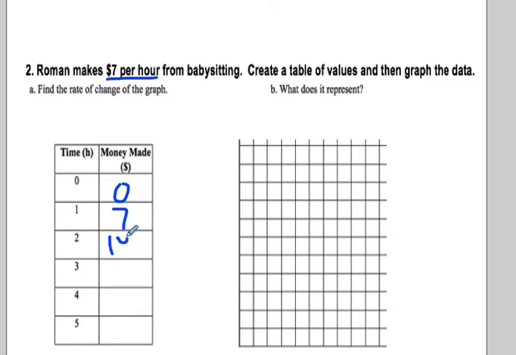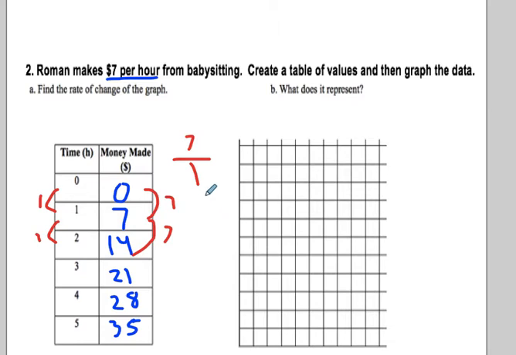After 2 hours, it would be 7 for the first hour plus 7 for the second hour, or you could say 2 times 7, and that's how you get 14. 3 hours, that's 3 times 7. 4 hours, 4 times 7. 5 hours, $35. So our rate of change, if we're looking at that, is $7 an hour. As this goes up by 1, this goes up by 7. As this goes up by 1, this still goes up by 7. So the y-axis is changing by 7, and the x-axis is changing by 1.